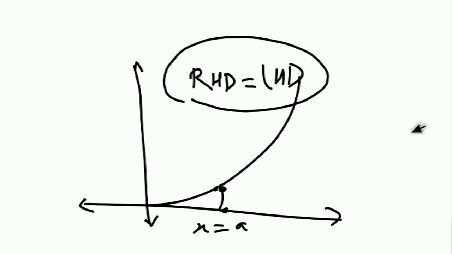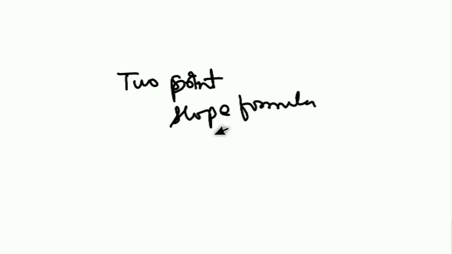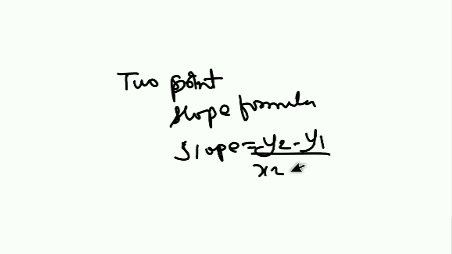And what is this right hand derivative and left hand derivative? The 2 point slope formula you studied in previous classes. That was a 2 point slope formula, and its formula is like this: your slope will be equal to y2 minus y1 divided by x2 minus x1. So differentiate, dy by dx, is nothing but finding the slope.